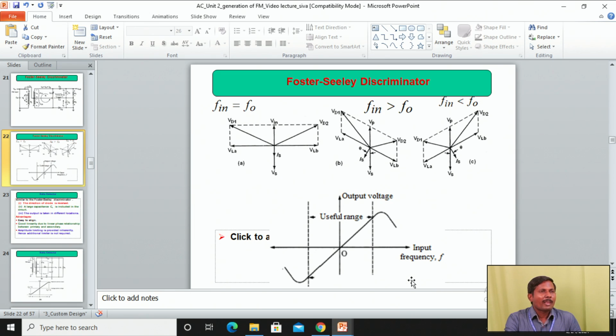So this is the graphical representation of the phasor diagram. If Fin equals F0, this shows the first one. Second one, Fin is greater than F0. Third one, Fin is lesser than F0.